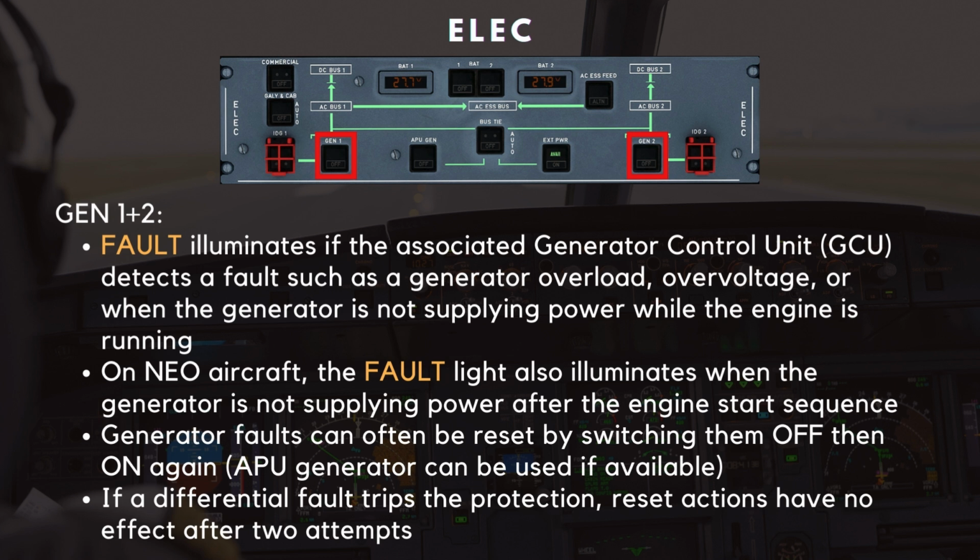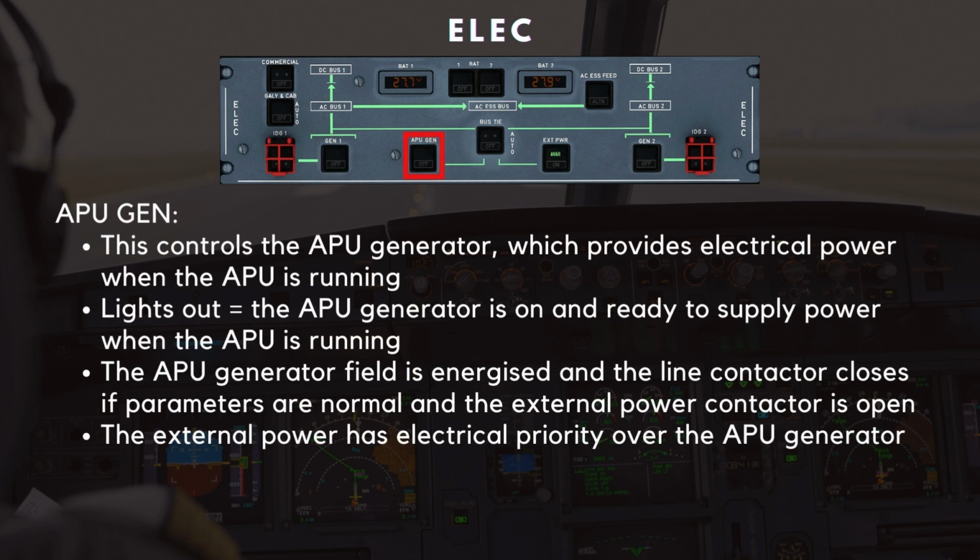Next is the APU Gen push button. This controls the APU generator, which provides electrical power when the APU is running. In the normal lights-out position, the APU generator is on and ready to supply power when the APU is running. In this case, the APU generator field is energized and the line contactor closes if parameters are normal and the external power contactor is open. This is because the external power has electrical priority over the APU generator.